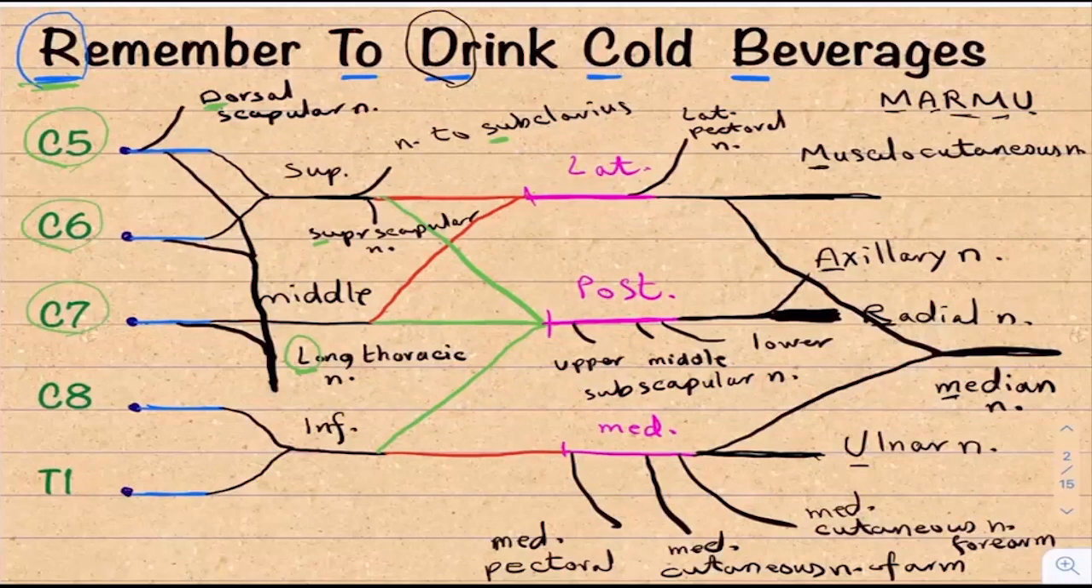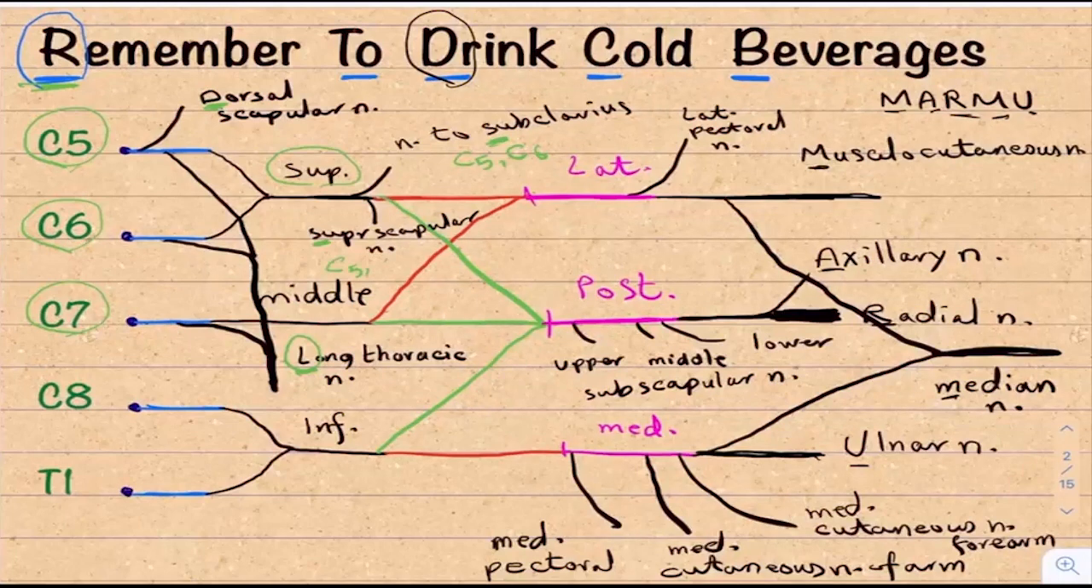From the trunks, we also have only two nerves, and the two start with the S. And as I said, the S comes after the D and L. So we have the nerve to subclavius, and we have the suprascapular nerve. And these two nerves arise from the superior trunk, which is made of C5 and C6. So both of them will be C5 and C6.